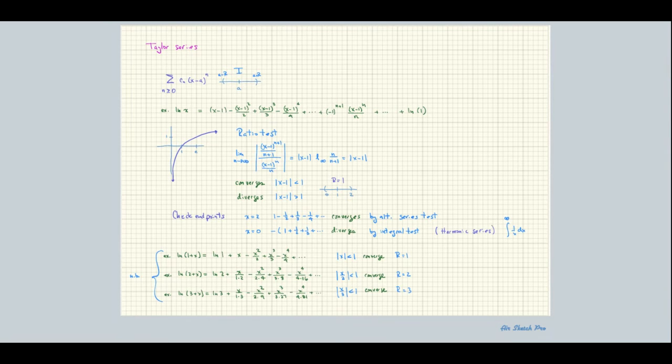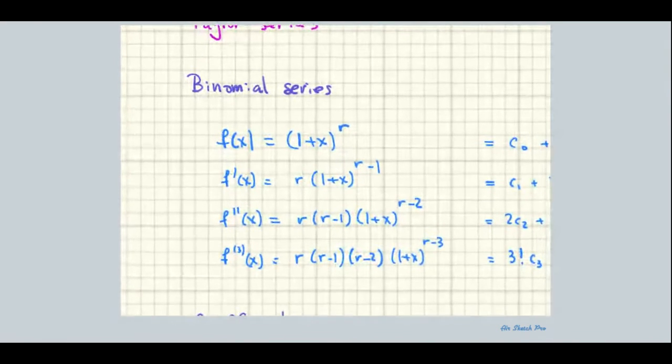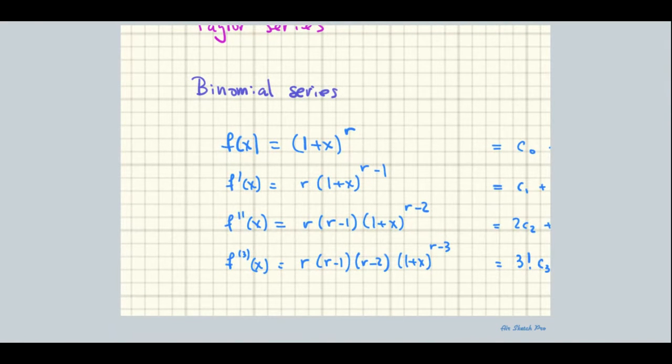Okay, so now I think it's a good time for us to bring ourselves in, treating the binomial series. Now, to be clear, what we're talking about is powers of a binomial. This is a binomial, 1 plus x, and we're going to take it to a power. And we're going to find the coefficients of the series, the Taylor series for f of x, by looking at its derivatives.